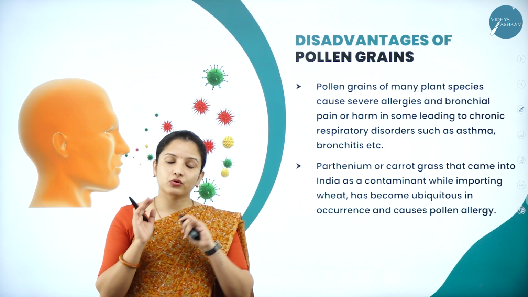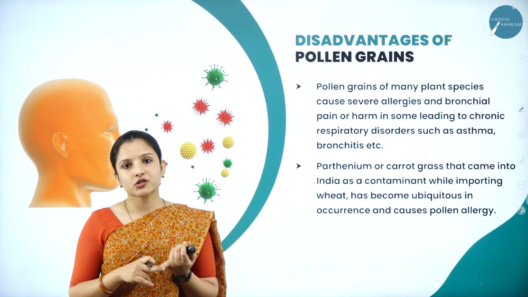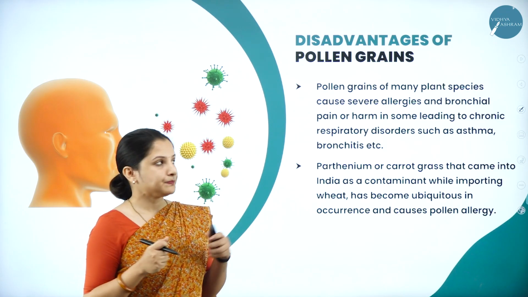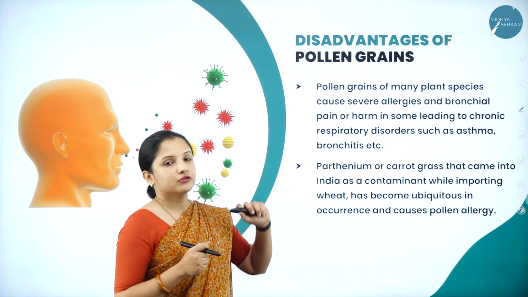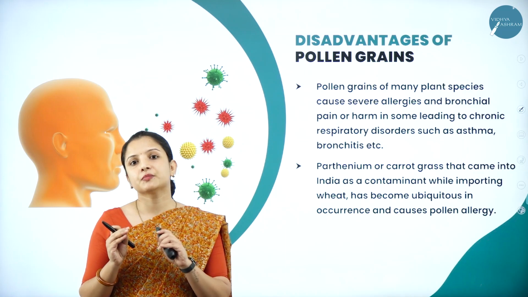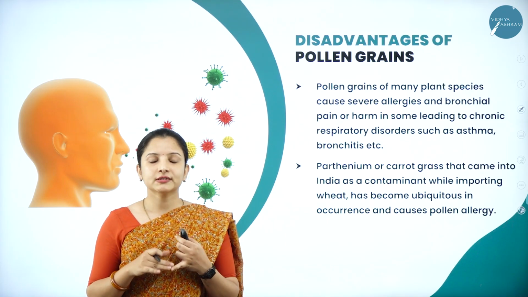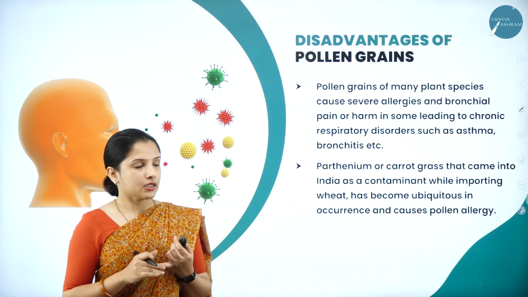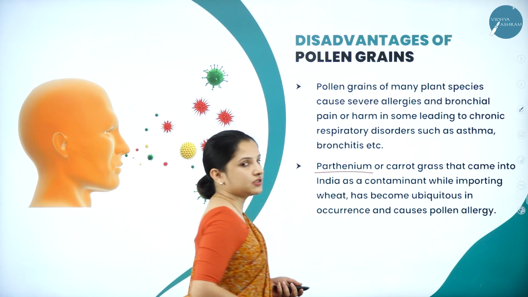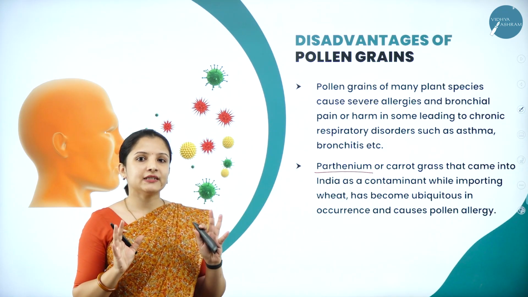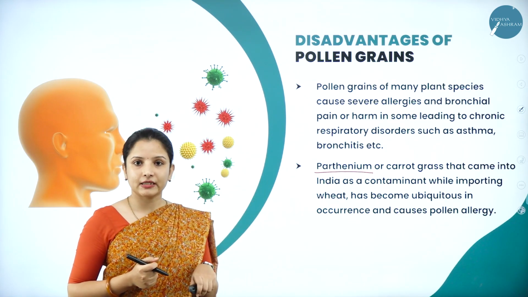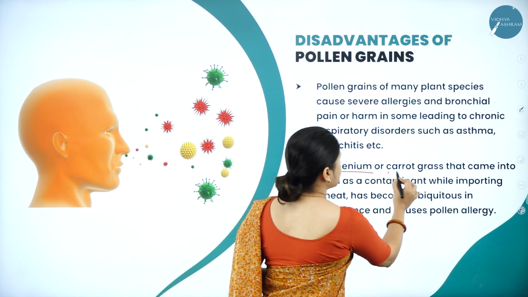So pollen grains, though they have an advantage in the sense they are used as food supplements because they are rich in nutrients, apart from that there are also disadvantages. The pollen grains, especially of some of the plant species, cause respiratory diseases in human beings. The best example is the Parthenium. Everybody has seen fields which are filled with Parthenium nowadays. Even on the roadside, everywhere you have this Parthenium plant, right? It is also called carrot grass.